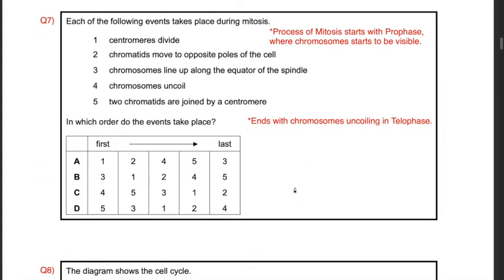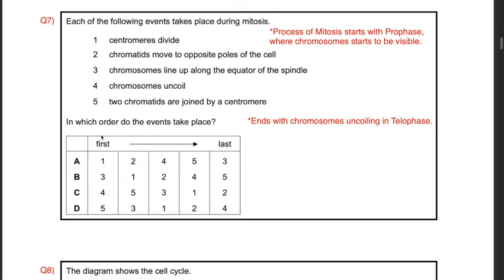Question 7. Each of the following events takes place during mitosis. 1. Centromeres divide. 2. Chromatids move to opposite poles of the cell. 3. Chromosomes line up along the equator of the spindle. 4. Chromosomes uncoil. 5. 2 chromatids are joined by a centromere. In which order do the events take place?